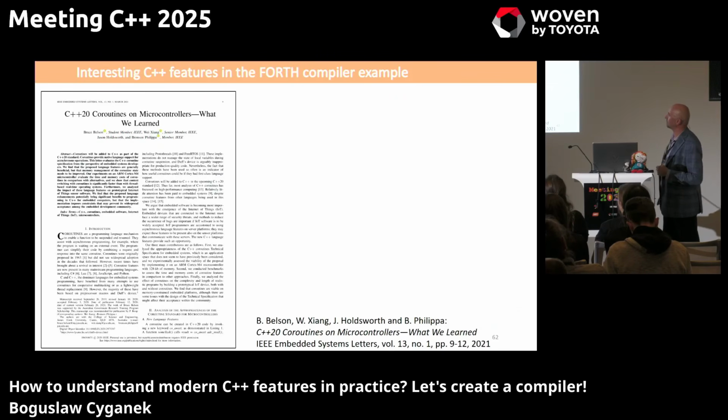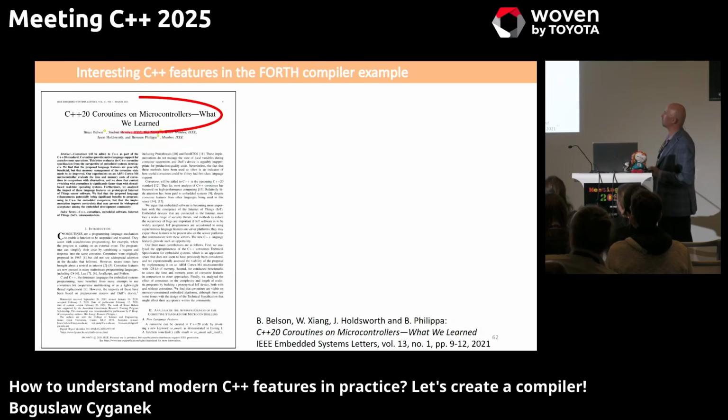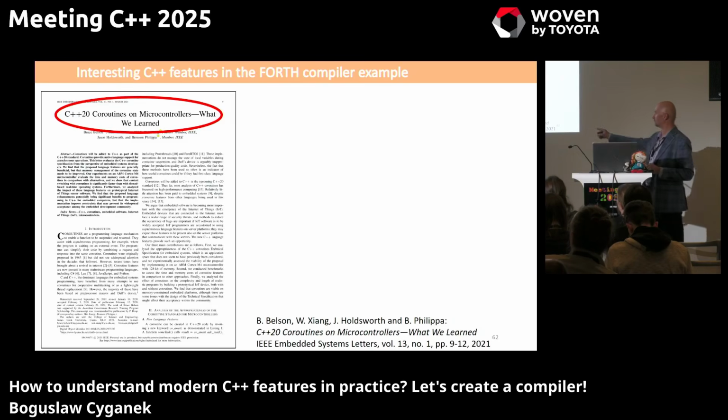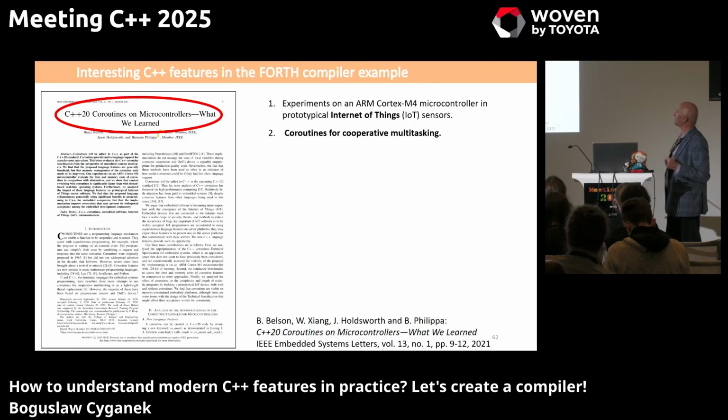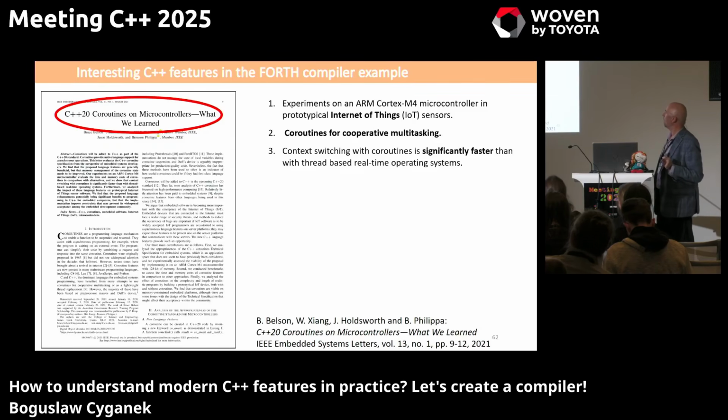Then I came across this paper, C++ coroutines and microcontrollers, and it was a seminal paper for me in IEEE Embedded Systems Letters. It's not that old, it's from 2021. So what are their findings? They made experiments on ARM Cortex in Internet of Things. So, well, small sensors, bigger sensors, everything. Coroutines for cooperative tasking. They accomplished this. So it was for me, okay, I can do a similar thing.